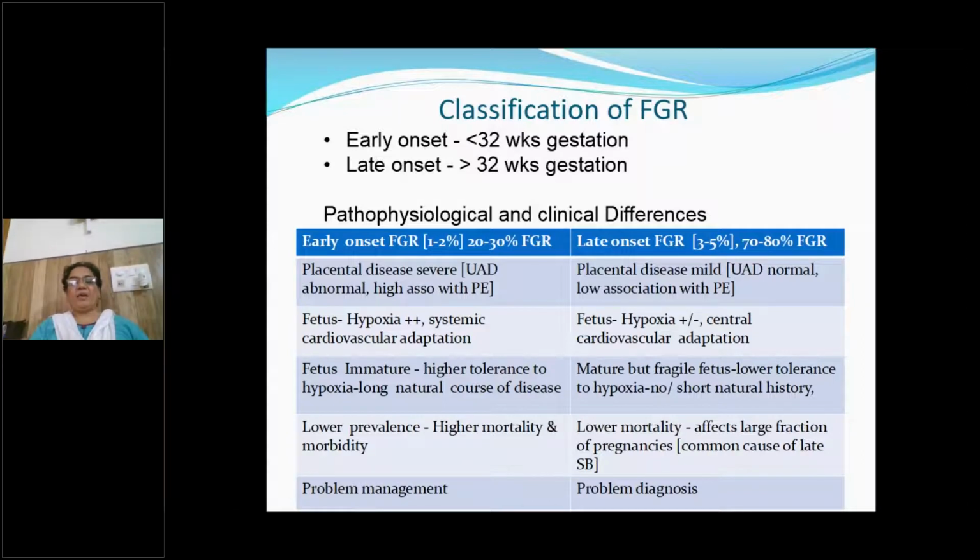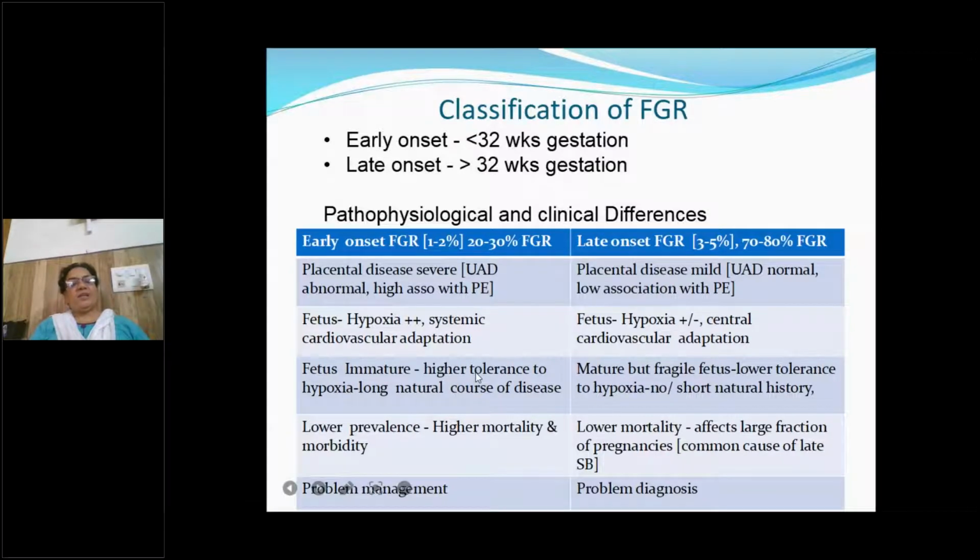Whereas in the late onset, the fetus is mature, but it has never been exposed to hypoxia, and the natural course of the disease is very short. So this fetus is more fragile and more likely to result in intrauterine death, because it is not acclimatized to the hypoxia. So early onset fetal growth restriction is low prevalence, but it has higher morbidity and mortality. And in case of late onset, it's lower morbidity and mortality, but it affects a greater number of pregnancies.